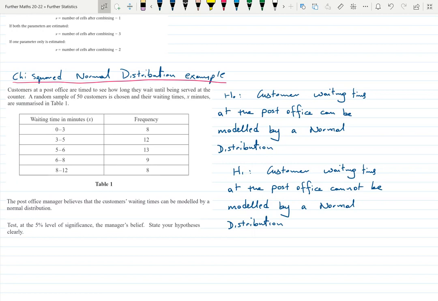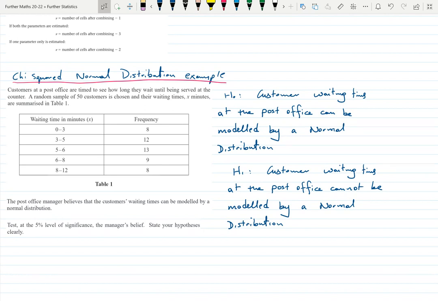Okay, so I've written them there. H0: the customers' waiting times could be modeled by a normal distribution, or H1: that they cannot be modeled by a normal distribution. So that's what we're going to test against. Now, in this question, first of all, it's adapted from a past exam question, which was split into much smaller bits. It's unlikely you'd be asked to go through it all, because there's quite a lot of calculations involved.